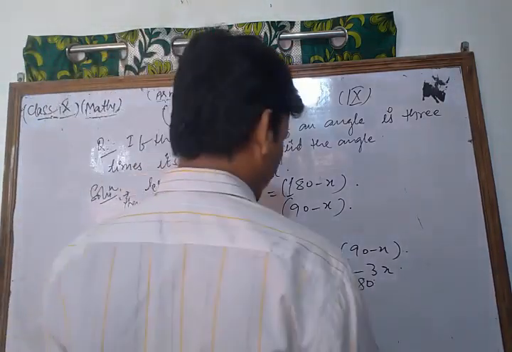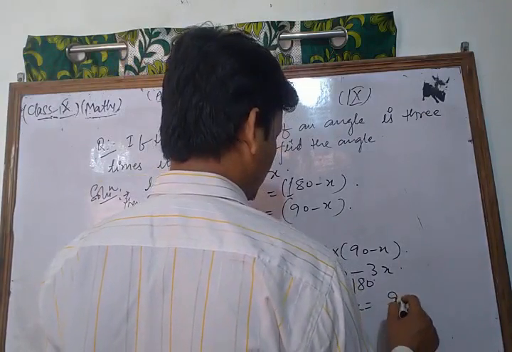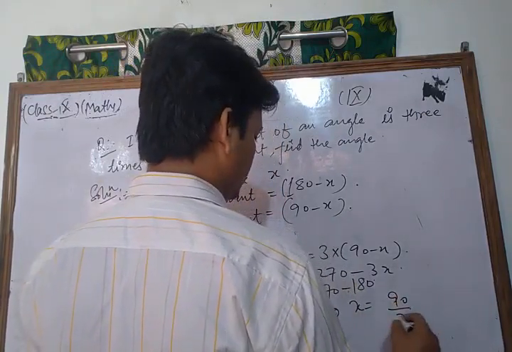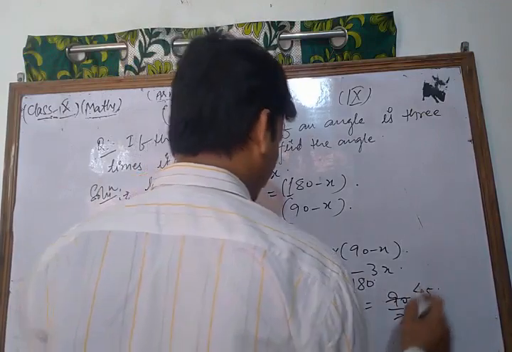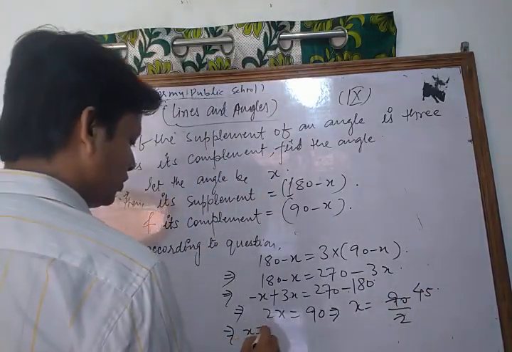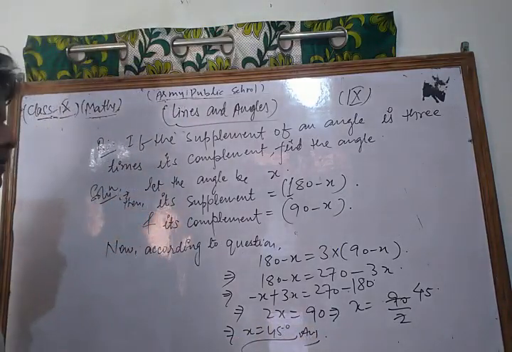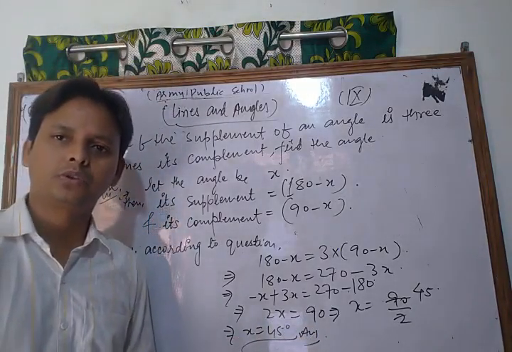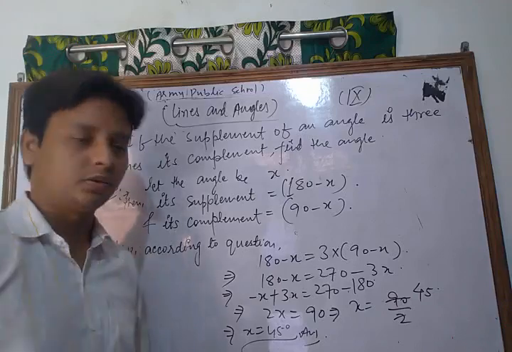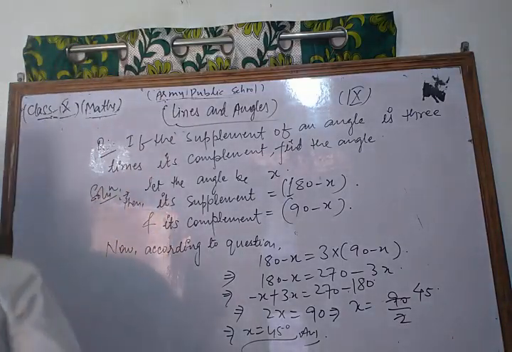Thus the required angle x is 90 upon 2, that is 45. Thus the value of angle x is equal to 45. So in this way you can solve that type of question. This is a very important question related to your chapter lines and angles. Now we take some other important question.